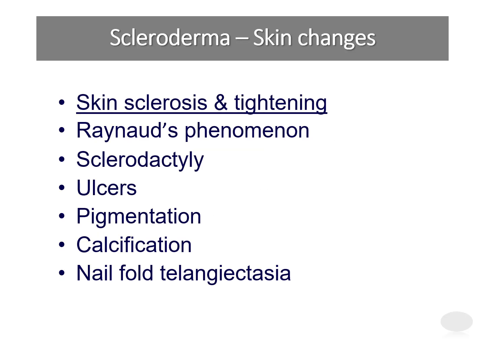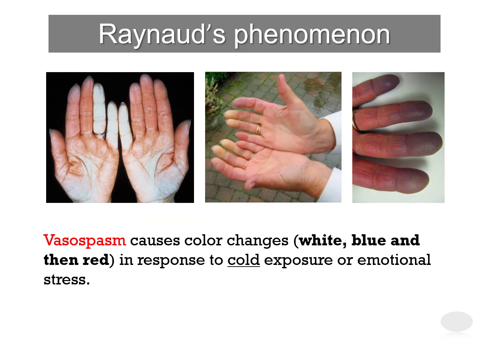So I'll show you some of the skin changes that we see in scleroderma, in addition to the skin sclerosis and the tightening of the skin. So Raynaud's phenomenon is common. And in Raynaud's, you have the color change from white to blue to red, and of course, it's in response to cold and sometimes to emotional stress.